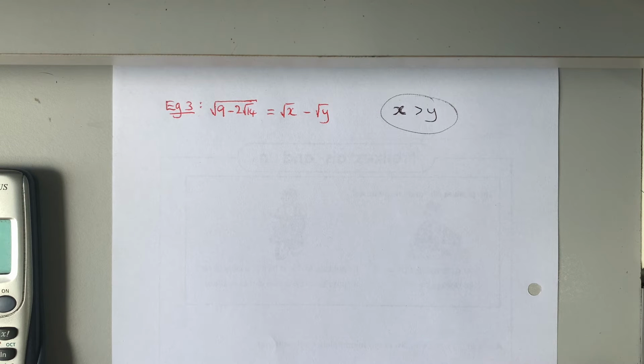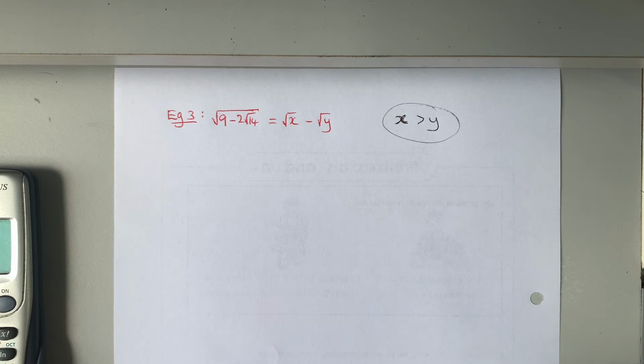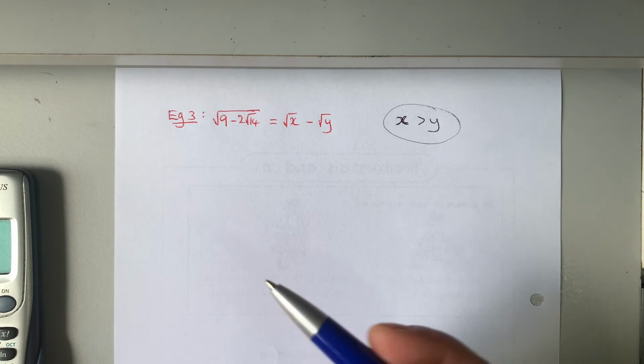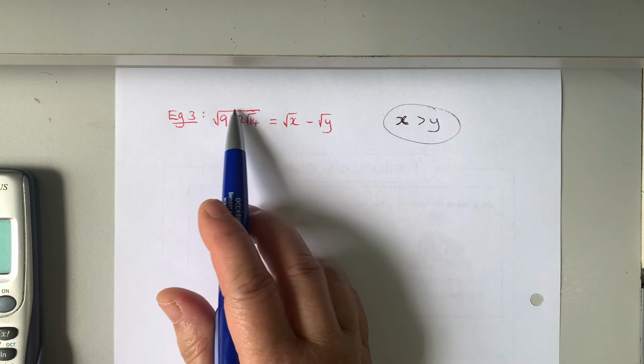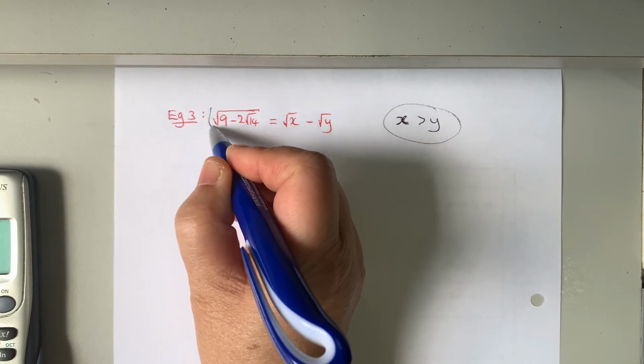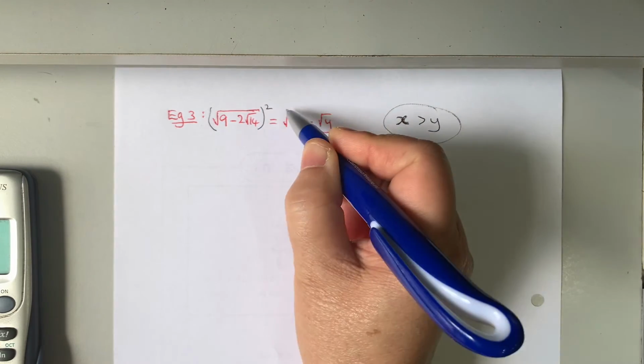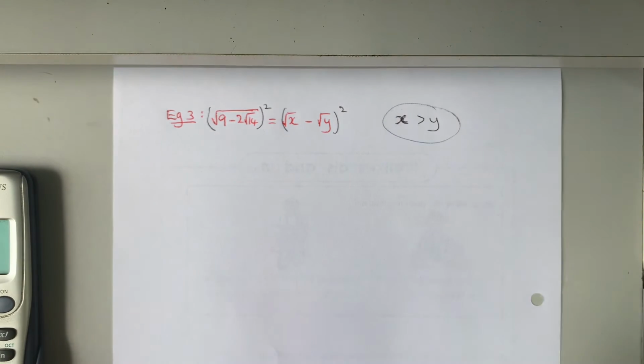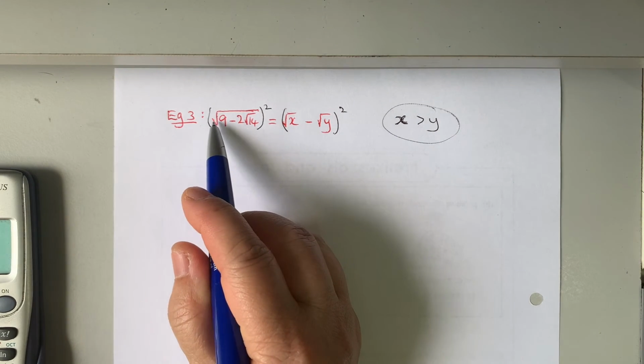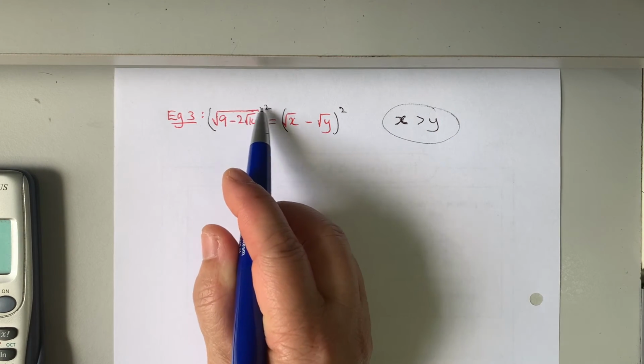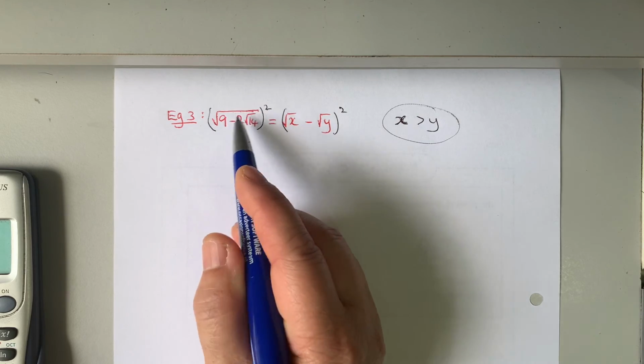Okay, let's start this one. Now the first step here would be to square both sides, to get rid of that big square root there, the outside square root. So let's square both sides like this. The square root and the square are opposite operations, so they will cancel each other out.